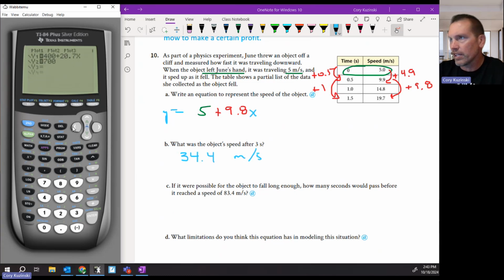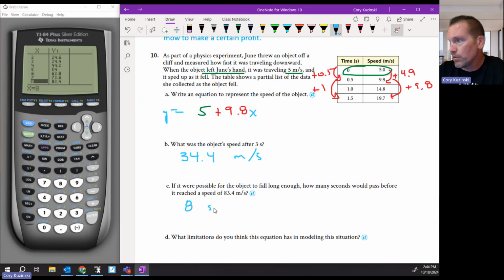I guess I could do it on a calculator too, or with a table here and do 5 plus 9.8x. Go to the table. Go to 3 seconds. There it is, 34.4. If it were possible for an object to fall long enough, how many seconds would pass before it reaches 83.4? I think I remembered when I did this before. There it is. It's right there at 8 seconds.